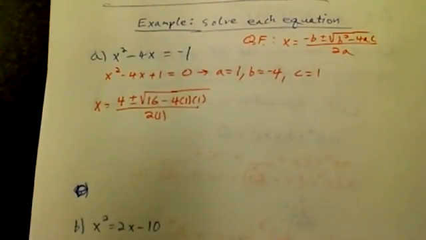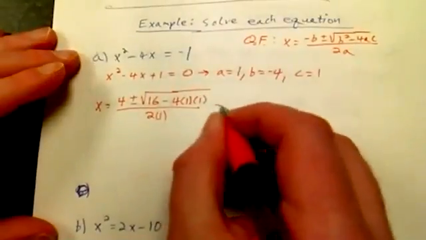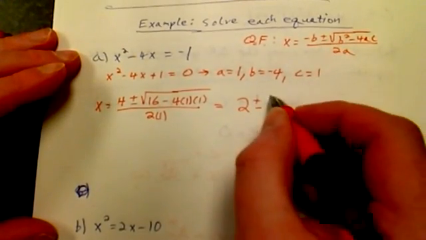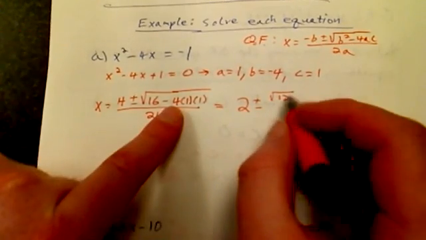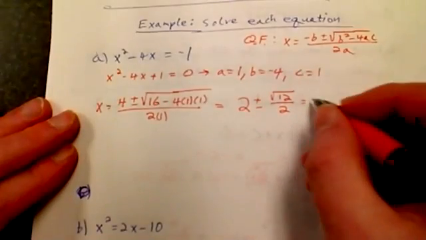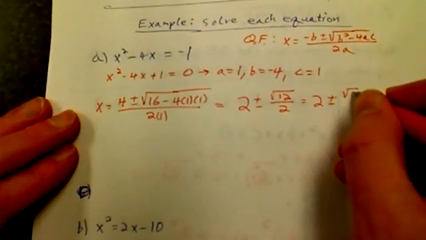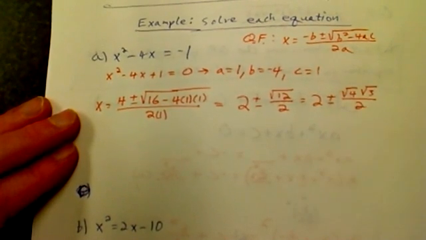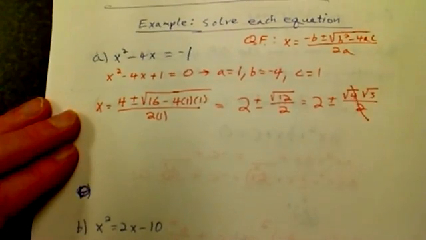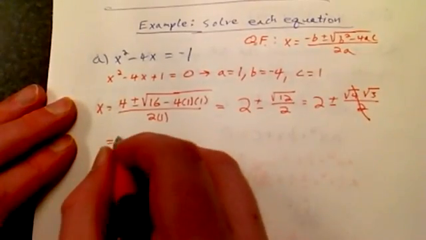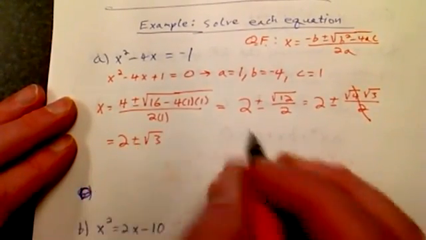So what I like to do is break this up into two separate fractions. The first one is 4 over 2, or just 2. Plus or minus, I have square root of 12 over 2. So the question is, am I done? Well, no, I got to fully simplify. I know that this is 2 plus or minus root 4 times root 3 over 2. Root 4 is 2, so I can simplify. So altogether, I'm getting 2 plus or minus root 3.